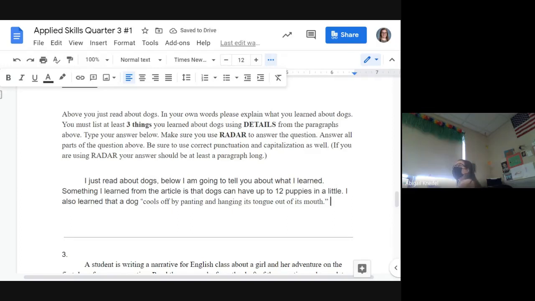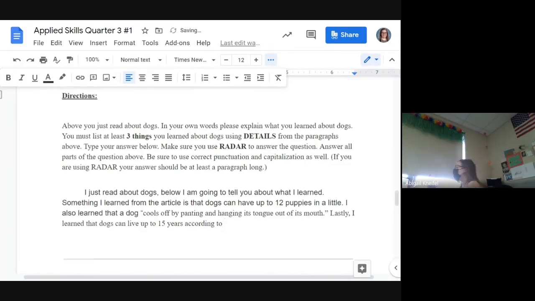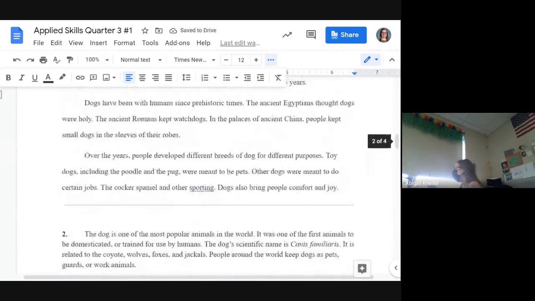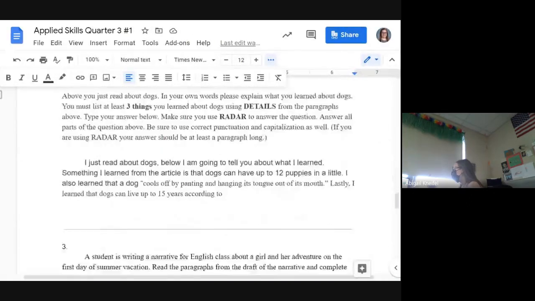Since this is the final thing we're going to say, what's a word we could use to start this off? I don't want to use the word finally. There's another word that I think is a better choice. Anyone know? Starts with an L. Lastly. Lastly. I learned that dogs can live up to 15 years according to, this would be a good point to add a detail and say which paragraph it's in, which these aren't numbered, so 1, 2, 3, 4, according to paragraph 4.